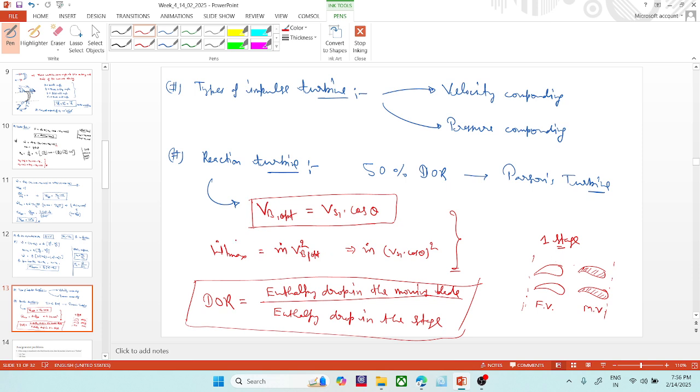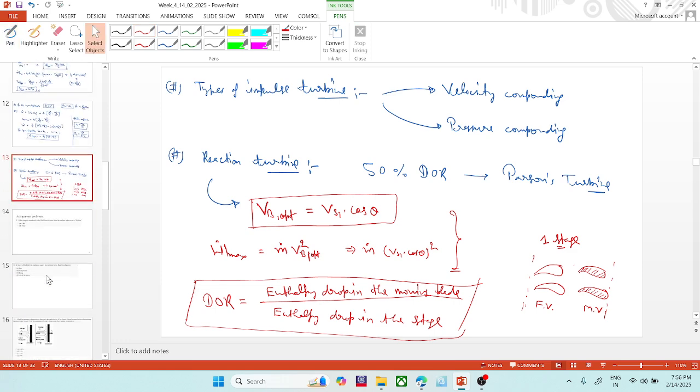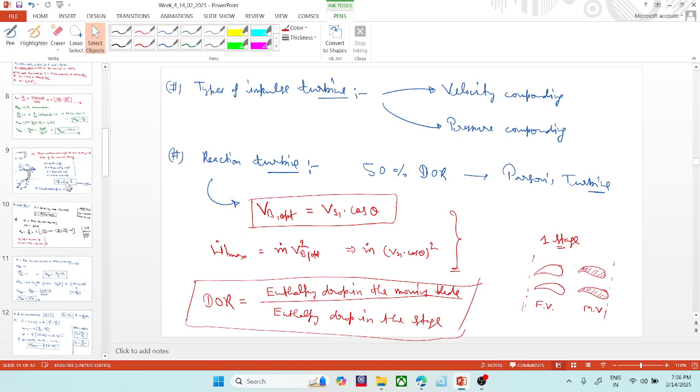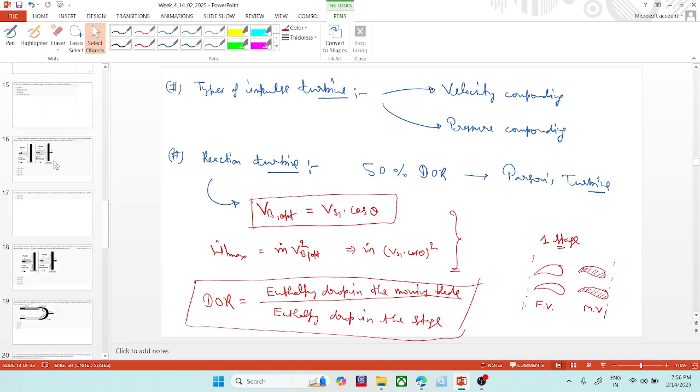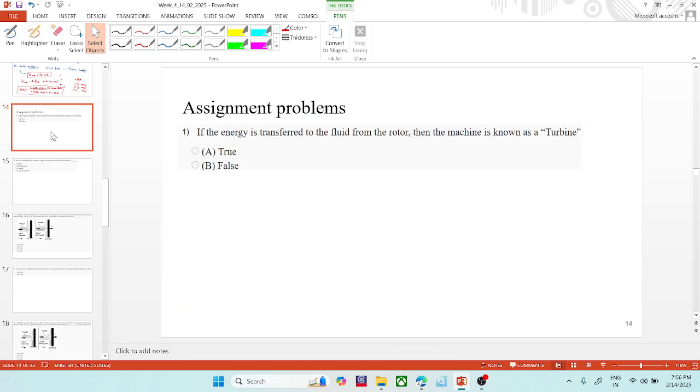So this much was the theory we have for this week, and I have kept it short because in each class we ran out of time. So here I will start with the assignment problems, and then if we have time, only then I will do the classroom problems.